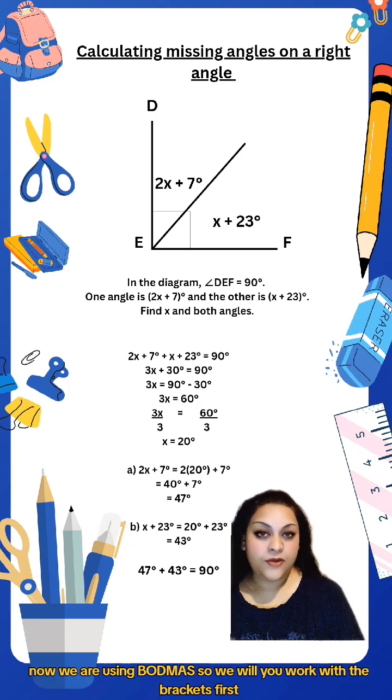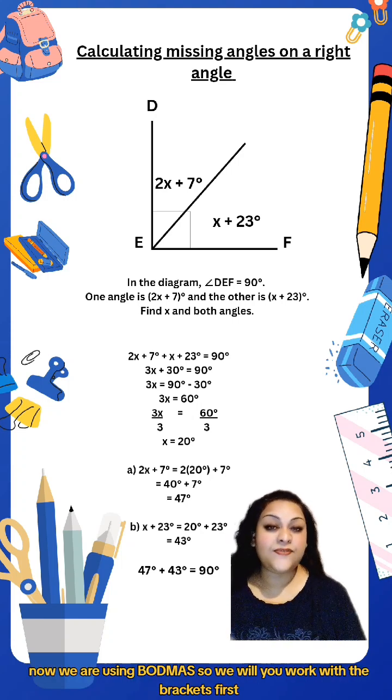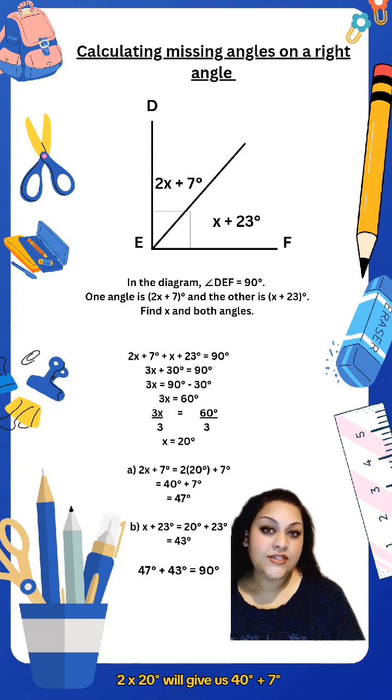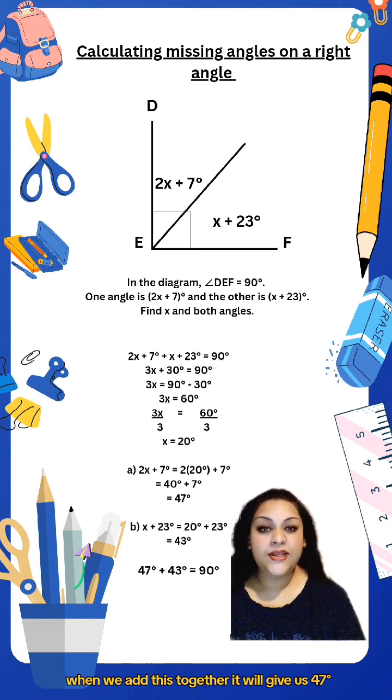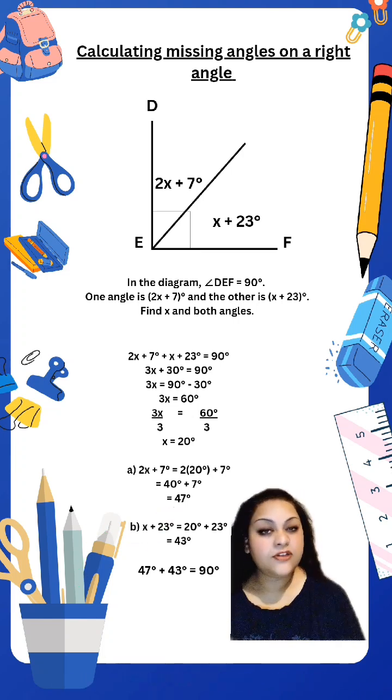Now we are using BODMAS, so we will work with the brackets first. 2 times 20 degrees will give us 40 degrees, plus 7 degrees. When we add this together, it will give us 47 degrees. So our first angle is 47 degrees.